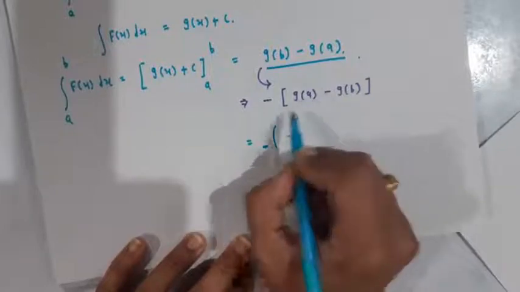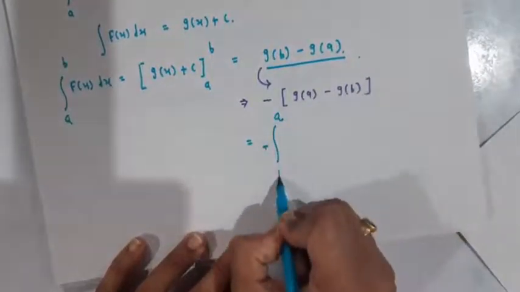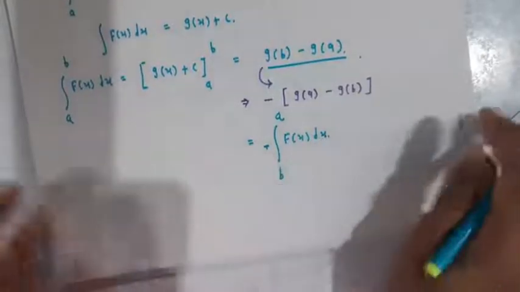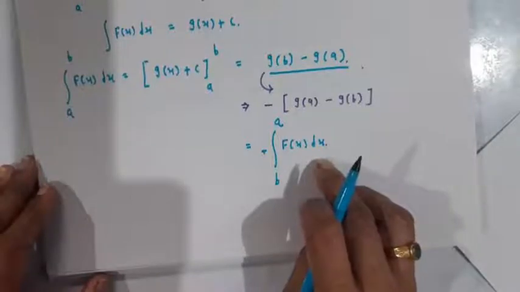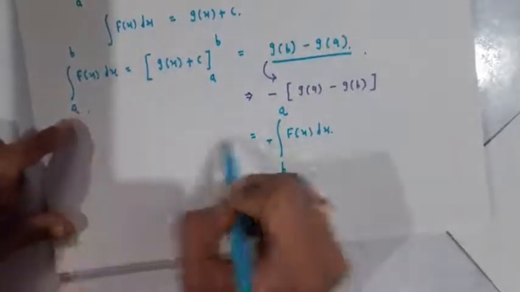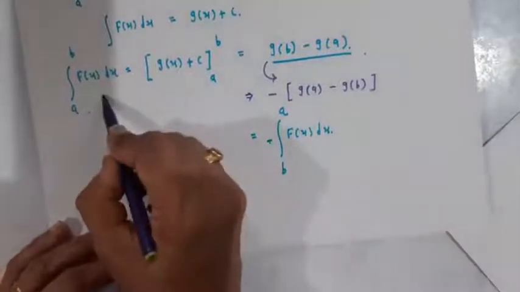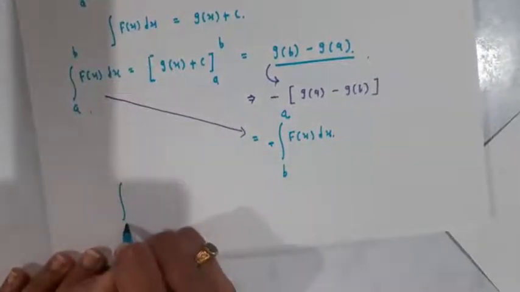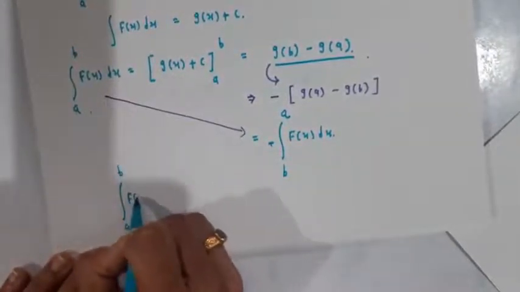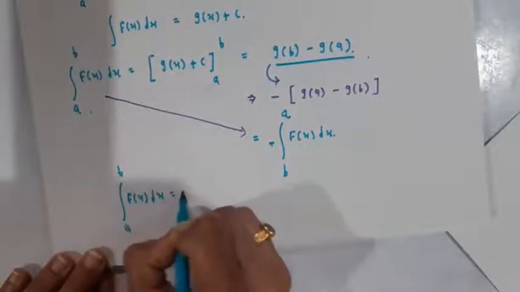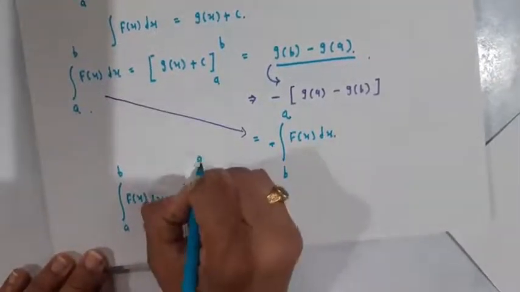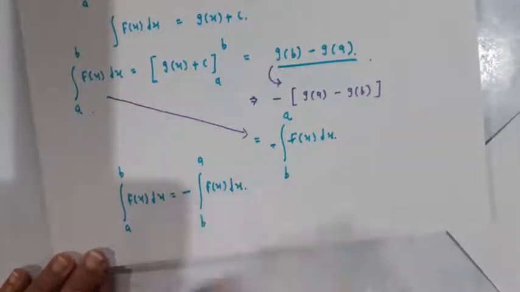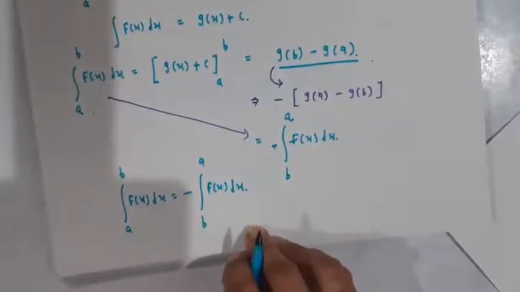The integral of f of x dx from a to b, with upper limit a and lower limit b, is equal to f of x with respect to x. Hence we can start from here and finish here. That means the integration from a to b of f of x with respect to x is equal to, with a minus sign, the integration from b to a of f of x dx. This is the proof of the second property.